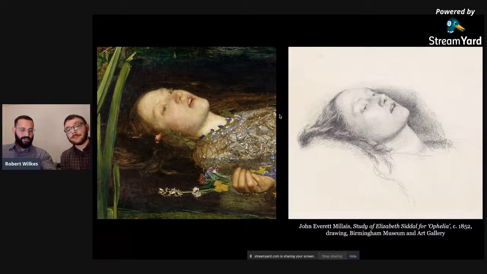He then asked this woman, Elizabeth Siddal, to pose for him lying in a bathtub in his studio.